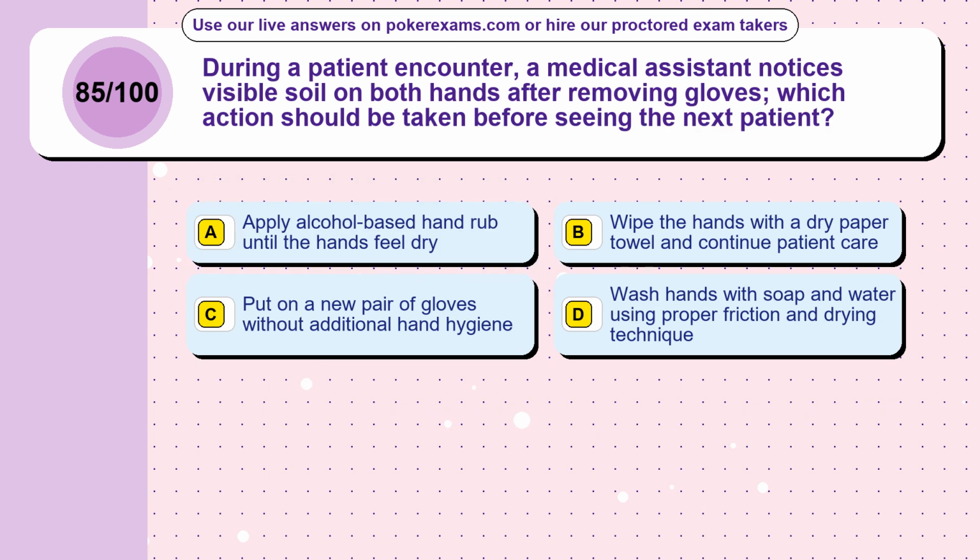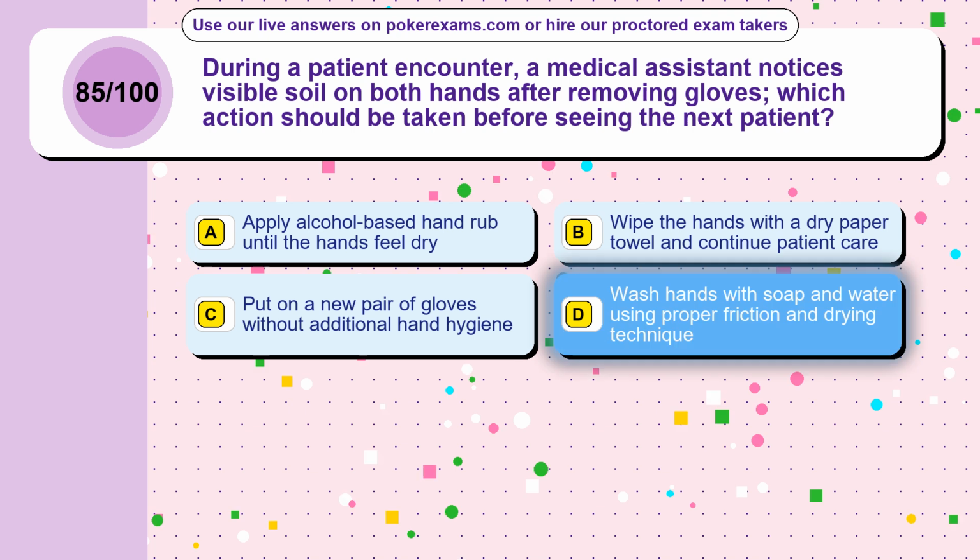Question 85. During a patient encounter, a medical assistant notices visible soil on both hands after removing gloves. Which action should be taken before seeing the next patient? Option A. Apply alcohol-based hand rub until the hands feel dry. Option B. Wipe the hands with a dry paper towel and continue patient care. Option C. Put on a new pair of gloves without additional hand hygiene. Option D. Wash hands with soap and water using proper friction and drying technique.